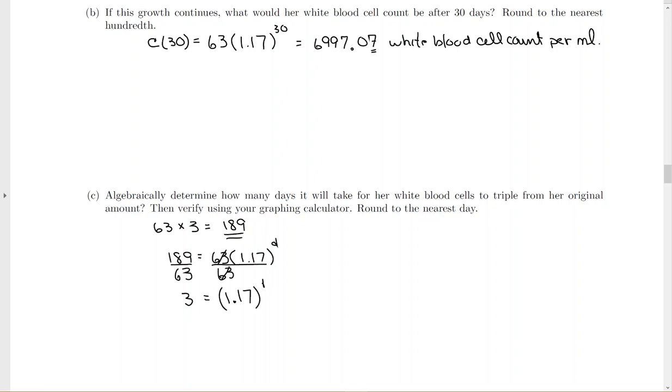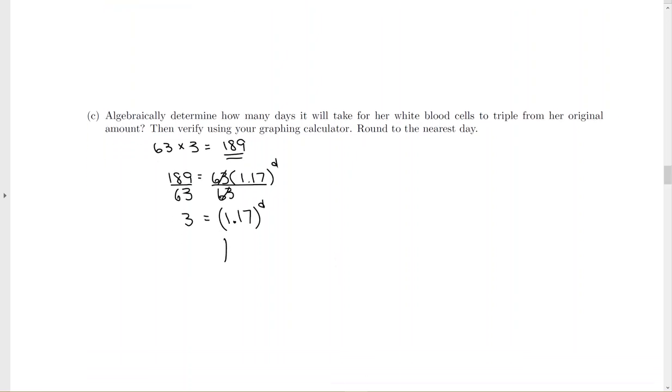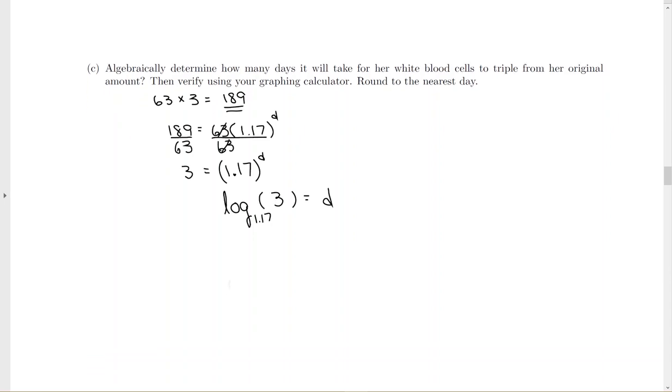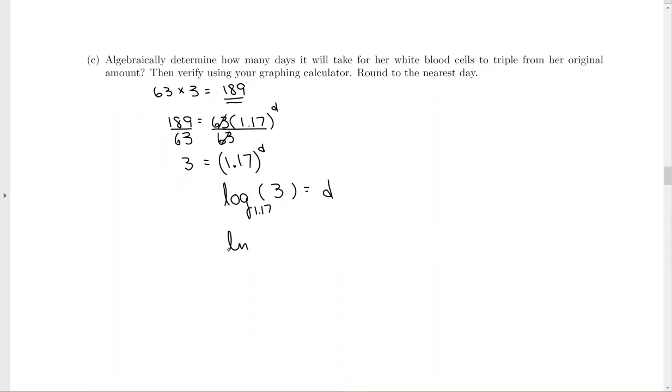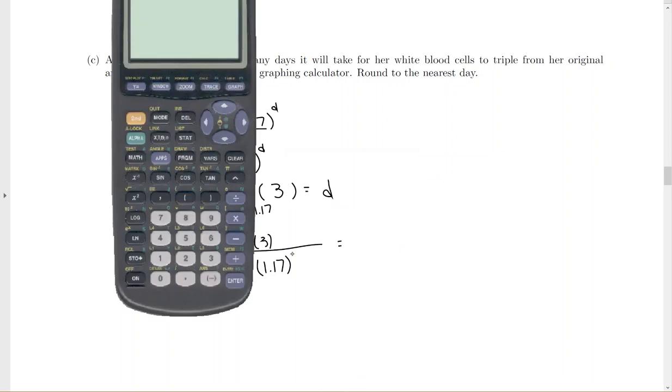Now this again is an exponent, so to get rid of an exponent, I need to write the word log down. Log base 1.17 of 3 equals power. My power is D, so what goes inside of here is 3. And then from here, we can use my change of base formula, use either natural log or log base 10, doesn't matter. Number on top stays on top, base is on the bottom, and then use your calculator to type it in.